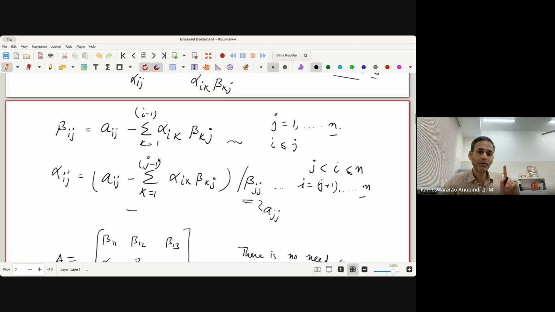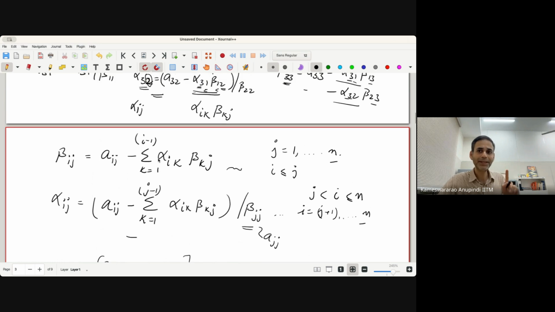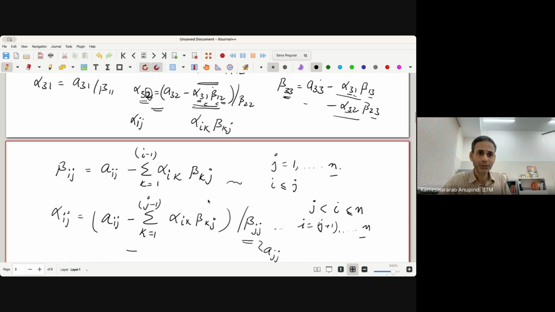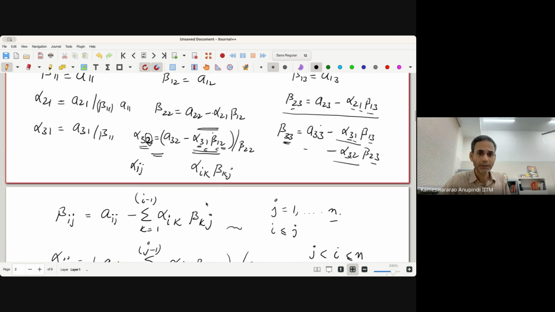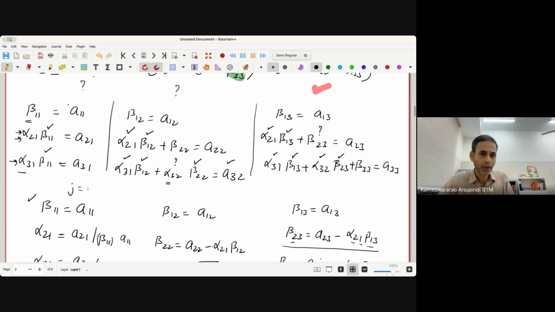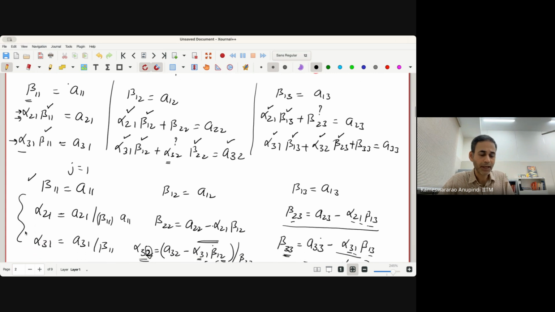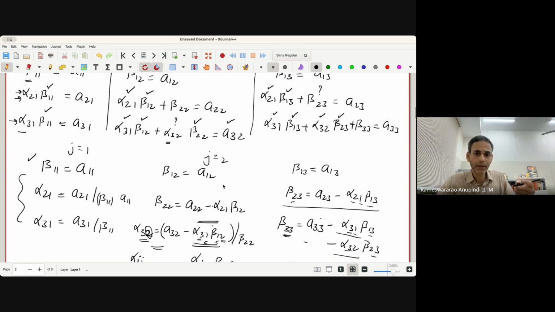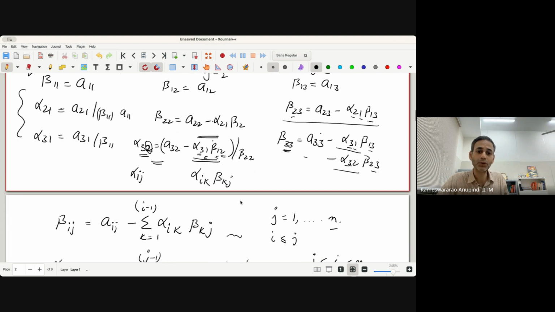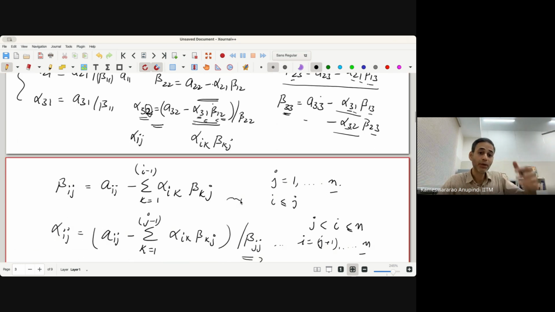Once we have this, we have the LU decomposition. The only thing we need to be careful about is that I can't compute these betas and alphas in any manner. I have to first calculate, as you have seen before, for j equals 1, all the betas and alphas that fall in that column. Then go to j equals 2, then calculate all the betas and alphas. Then go to j equals 3, and so on. Right? Only then this algorithm works. Otherwise, it's not going to work, because it makes use of the previous values.